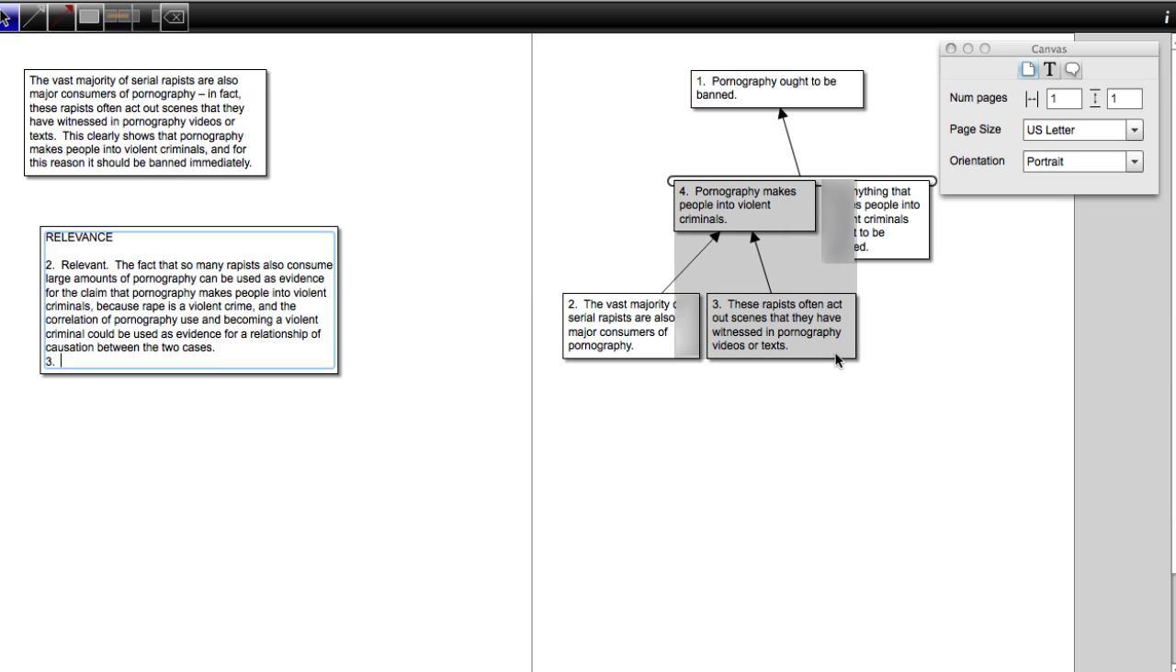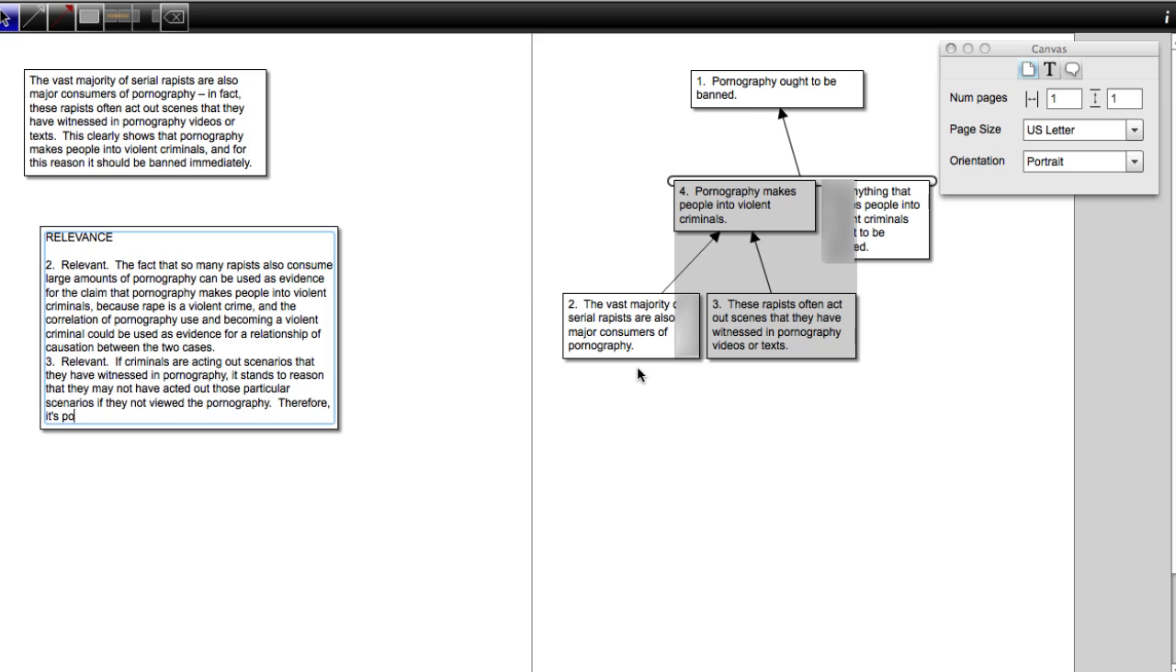3. These rapists often act out scenes that they have witnessed in pornography videos or texts. Is that relevant to the claim that pornography makes people into violent criminals? I'd say that is relevant. If criminals are acting out scenarios that they have witnessed in pornography, it stands to reason that they may not have acted out those particular scenarios if they had not viewed the pornography. Therefore, it's possible that the pornography caused in some way their violent crime.